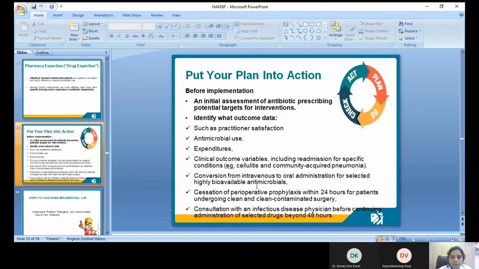So then, putting our action into plan. Before putting our action into plan, we need to initially assess our own hospital antibiotic prescribing patterns and identify what outcome data we need to get from the prescribing patterns, such as prescriber satisfaction, antimicrobial usage, expenditure, clinical outcome variables, conversion from IV to oral administration for selected highly bioavailable antimicrobials, cessation of perioperative prophylaxis within 24 hours for clean contaminated surgeries, and consultation with the ID physician before continuing the administration of selected drugs beyond 48 hours.